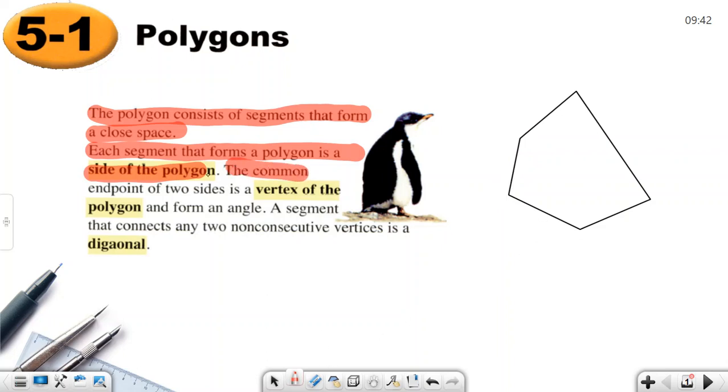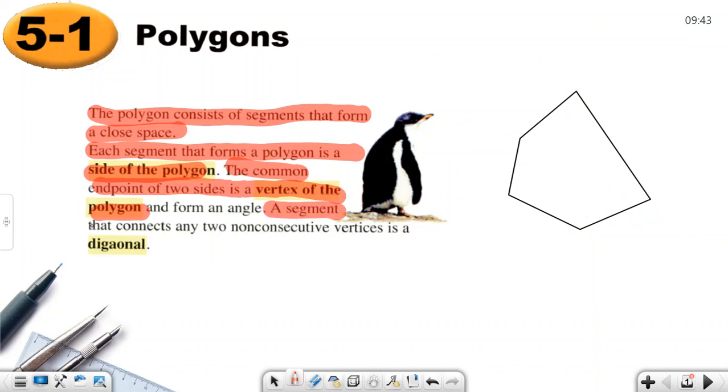Let's continue. The common endpoint of two sides is a vertex of the polygon. So that's one side, that's another side. So that's the common point. Let's show the point here, the corner. We call it a vertex, and it forms an angle. As you see, there's an angle. So each of these are vertices, and they all form an angle. So the number of angles and the number of sides are all the time equal.